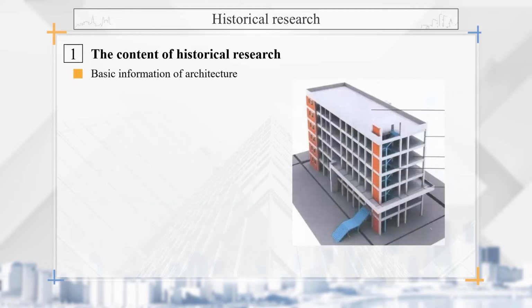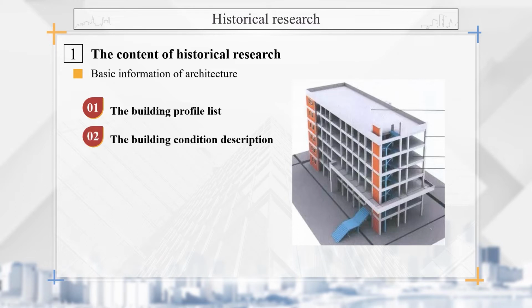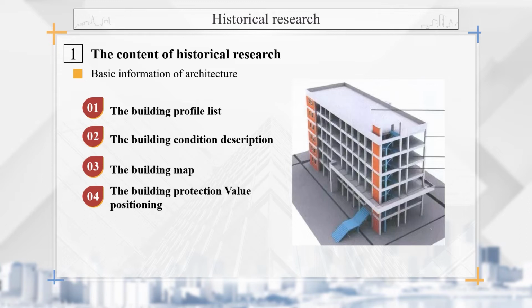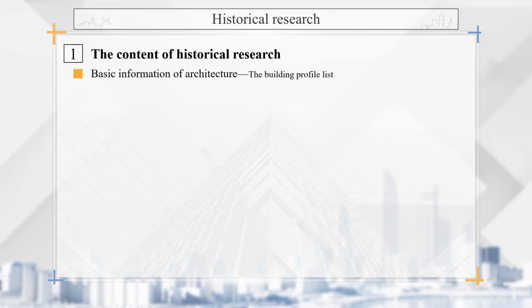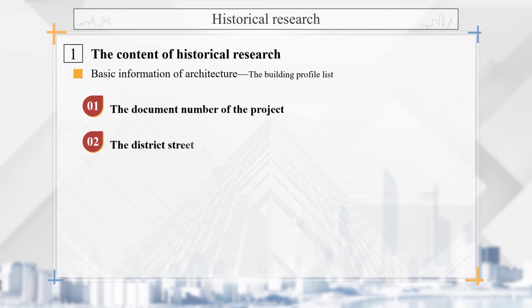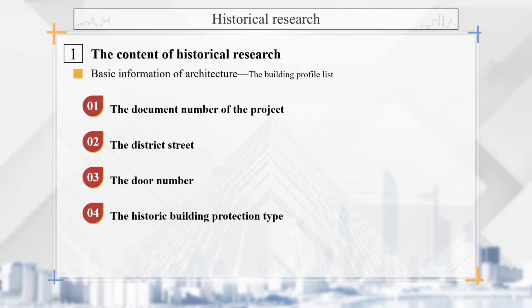First, let's look at the basic information of the building, which mainly includes the building profile list, the building condition description, the building map, the building protection value, positioning, and the related important materials. The building profile list mainly includes the document number of the project, the district street and the door number, the historical building protection type and name.